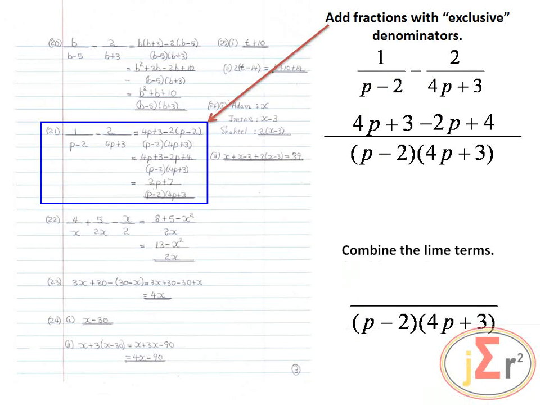What do we do next? Combine the like terms. 4p minus 2p. Just subtract one coefficient from the other. 2p is one of those terms in the answer. And 3 plus 4 is equal to 7.